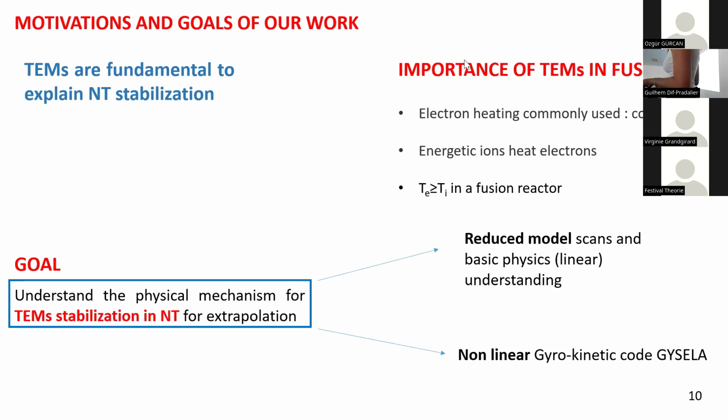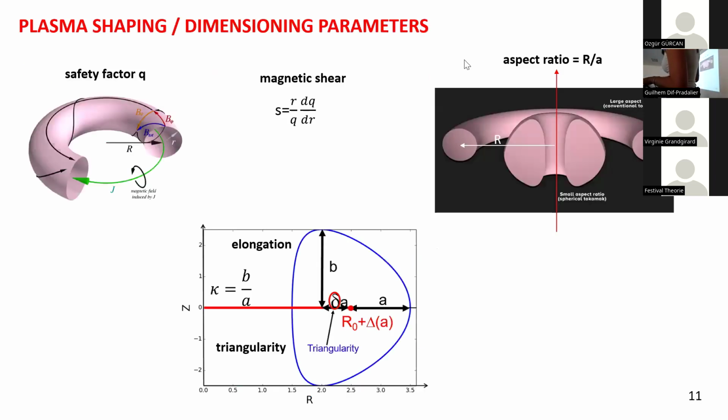And it is a linear model. But nonlinear physics is very important in negative triangularity stabilization. Therefore, we run nonlinear gyrokinetic simulations with the global code full-F Gysela. Just a few parameters I will use. Sorry, it's a long introduction, but needed. A few parameters I will use from now on.